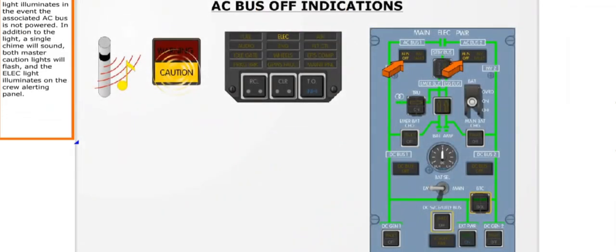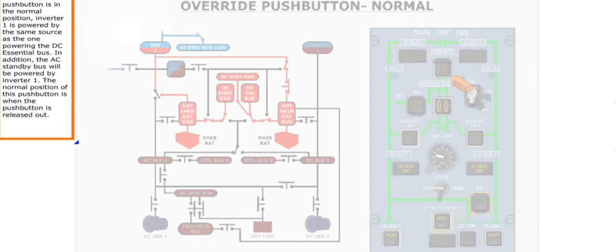The AC bus off light illuminates in the event the associated AC bus is not powered. In addition to the light, a single chime will sound, both master caution lights will flash, and the electric light illuminates on the crew alerting panel.